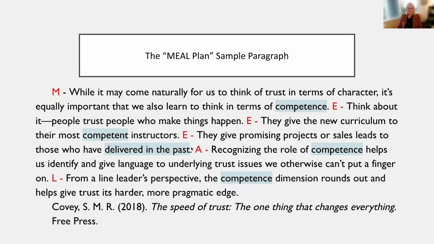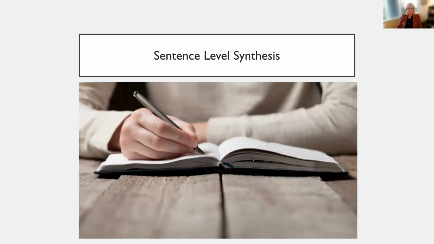And then here's a little analysis from the author. Recognizing the role of competence helps us identify and give language to underlying trust issues. And then finally, there's an L, or link, referring to competence again and trust. So it's a nicely developed, very popular resource, but I think it helps to demonstrate how this flows. And that's how you use synthesis at the paragraph level.